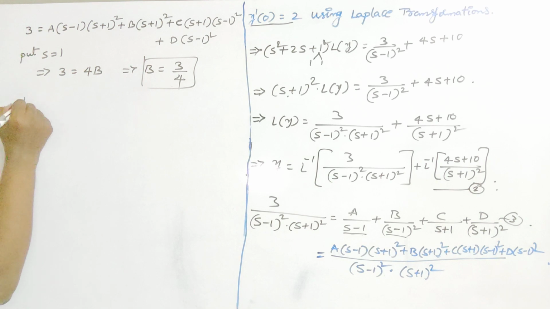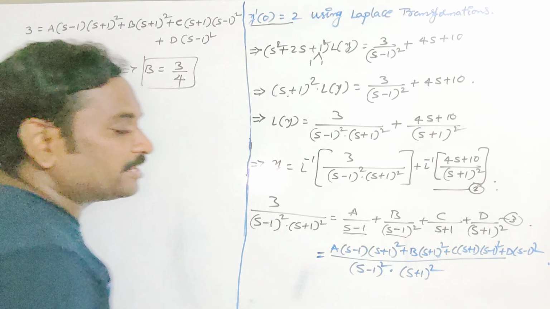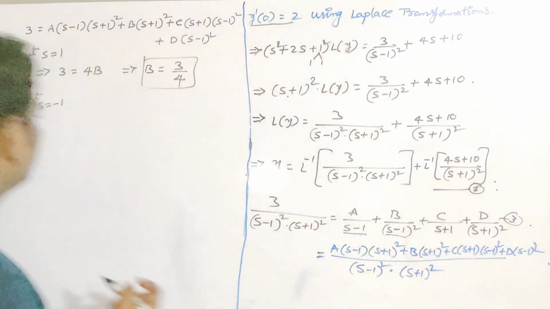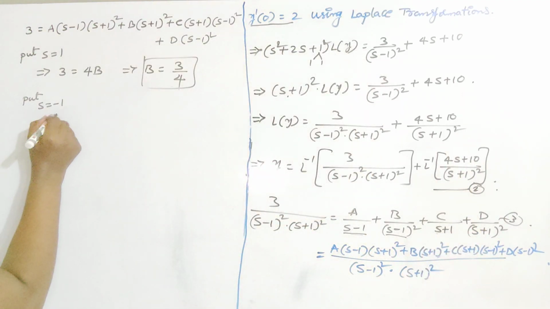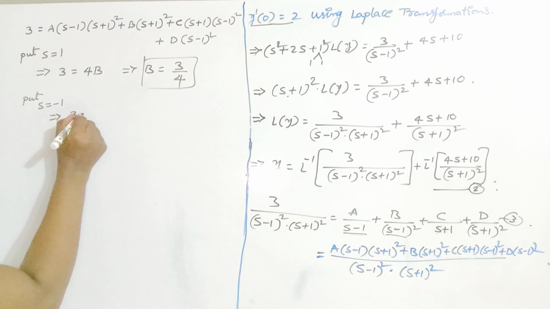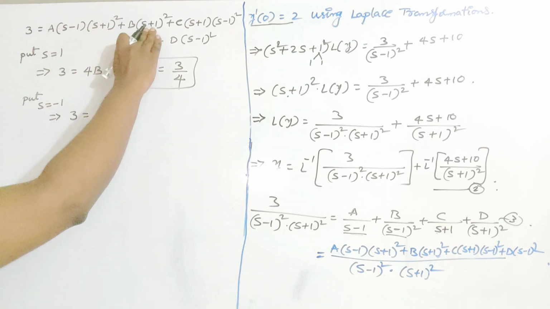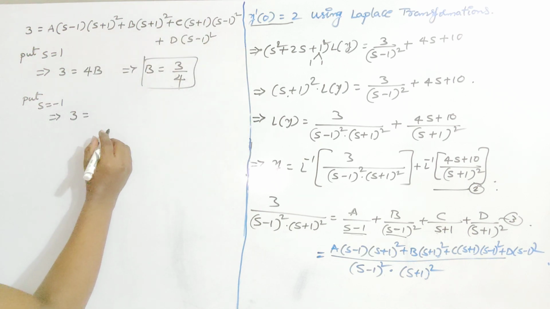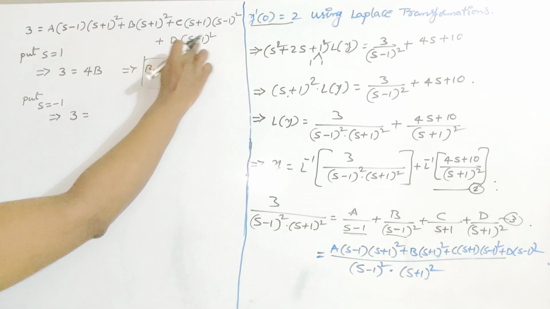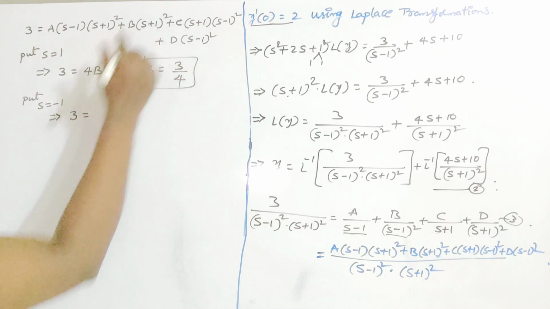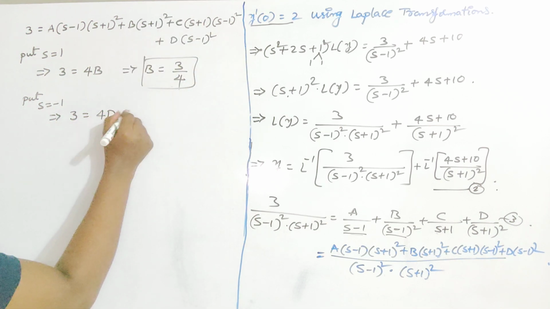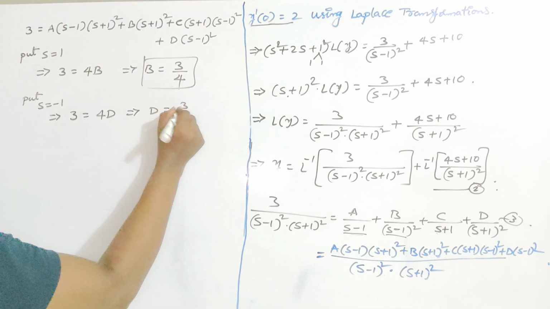Next, replace s is equal to minus 1, which is the root for the denominator of c and d. So you will get the d value. Okay. So in the left side we have only 3. This becomes 0, this becomes 0, this becomes 0. Last one you will get (minus 1 minus 1) minus 2 whole square. It is also 4d. So you will get the d value is again 3 by 4.